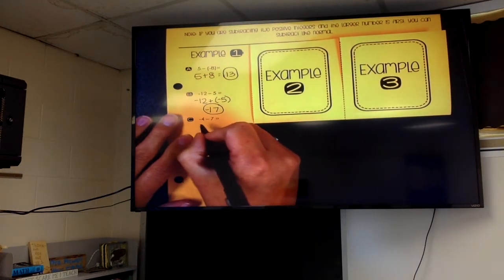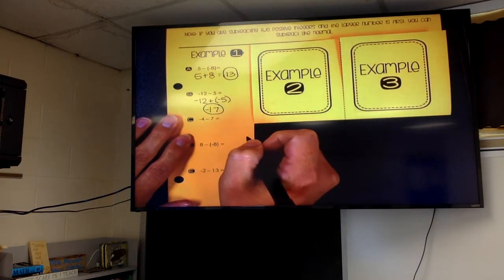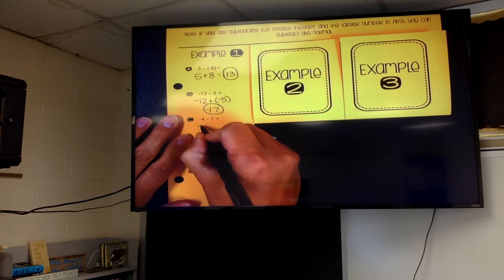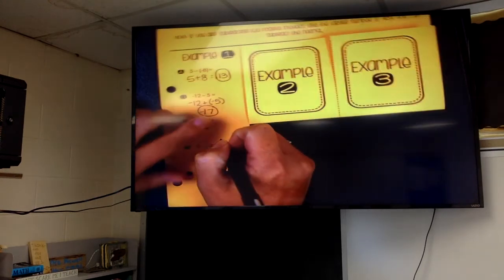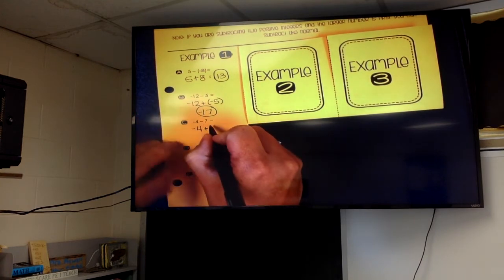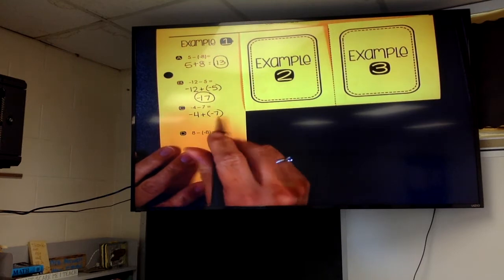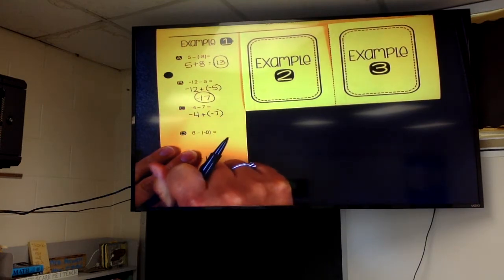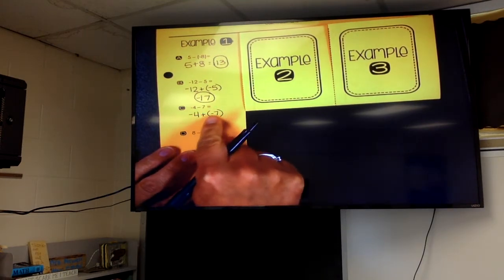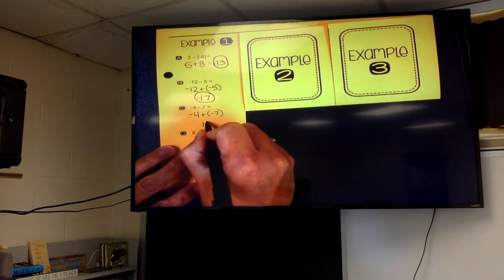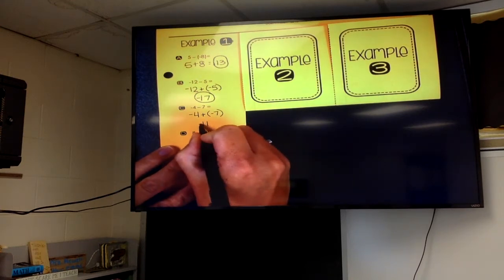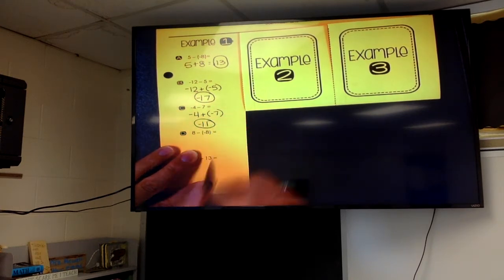So let's try C. Negative 4 minus 7. I'm going to leave the negative 4, change to addition, and then this is a positive 7. I'm going to change it to a negative 7. So I wrote the additive inverse. And now I'm going to use my addition rules. My signs are the same. Same means sum, so I'm going to add the numbers and get 11, and I keep their sign. Negative 11 is the answer.